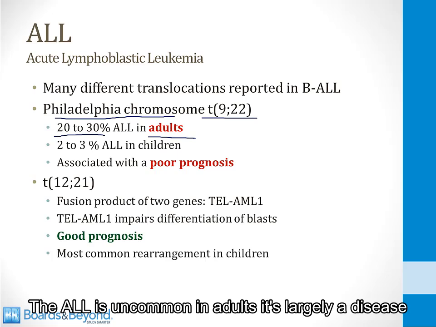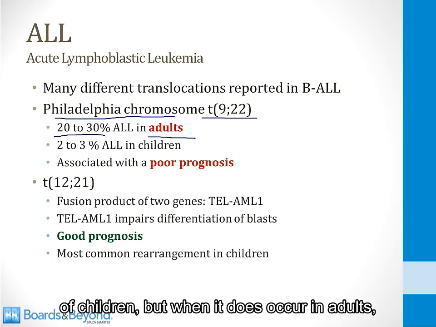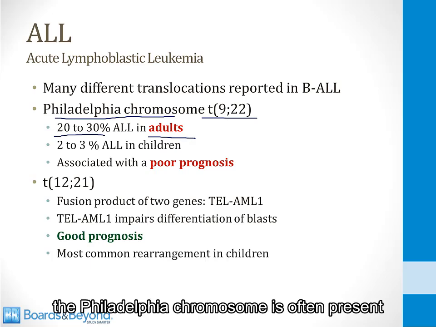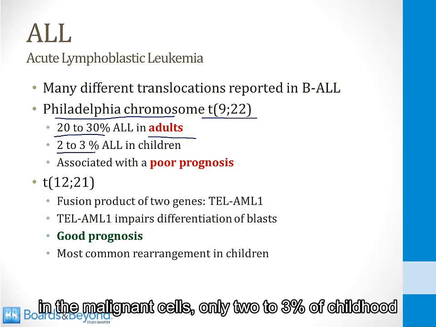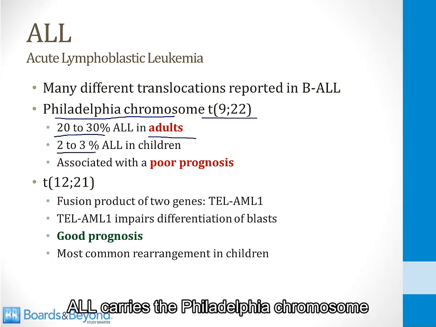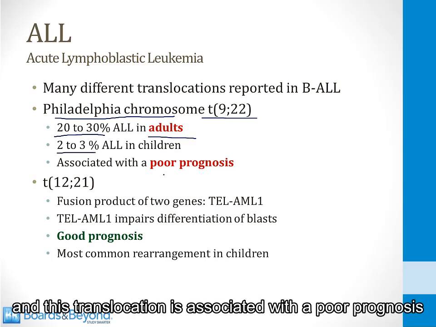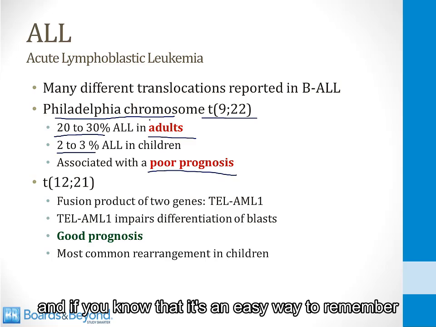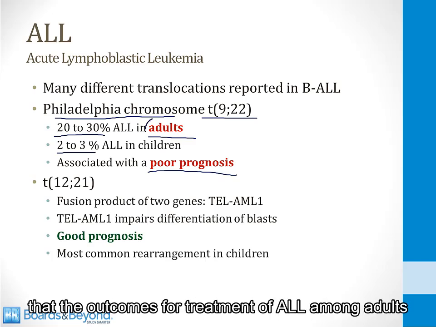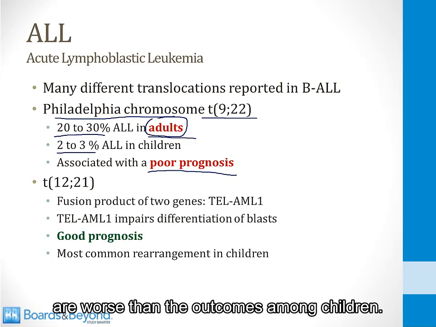Now, ALL is uncommon in adults. It's largely a disease of children, but when it does occur in adults, the Philadelphia chromosome is often present in the malignant cells. Only 2 to 3% of childhood ALL carries the Philadelphia chromosome. And this translocation is associated with a poor prognosis, and if you know that, it's an easy way to remember that the outcomes for treatment of ALL among adults are worse than the outcomes among children.